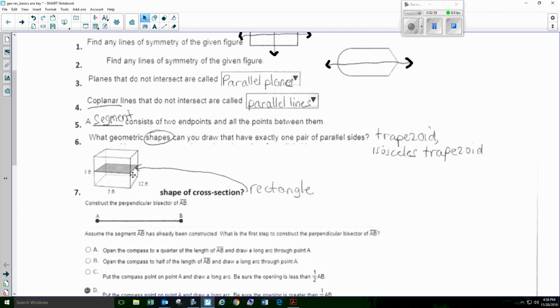Shape of the cross section. A cross section, if you didn't know what that was, you could just Google it, and they were showing you plenty of cross sections, geometric cross section, and it would give you plenty of these. And so they're obviously highlighting it here for you. A cross section means a slice.